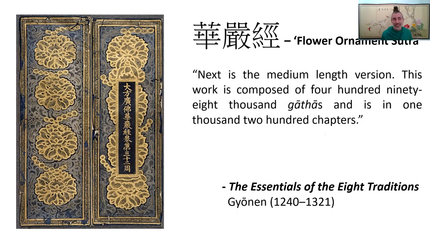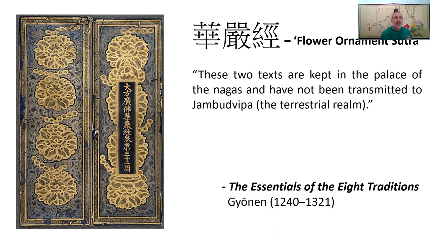Next, he says, is the medium length version of the sutra. This work is composed of 498,000 gathas and is in 1,200 chapters. He goes on to tell us that these two texts, the long one and the medium one, are kept in the palace of the Nagas and have not been transmitted to us here in Jambudvipa, the terrestrial realm.